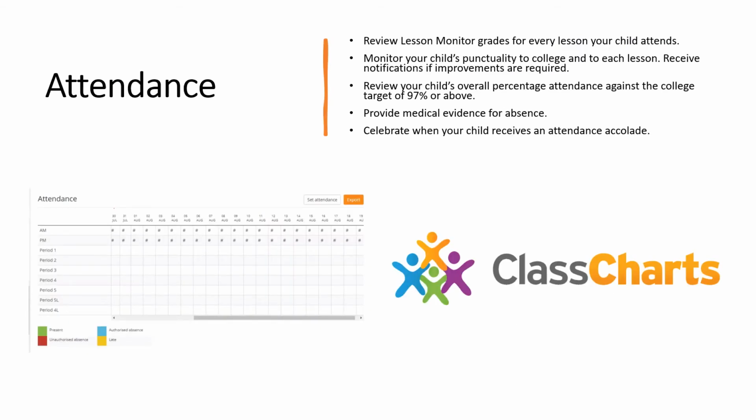I've just put a separate slide about attendance. As I previously said, you can quickly go on and look at your child's lesson monitor grades for every lesson, see whether they've been punctual to every lesson and they've arrived on time. They've arrived on time at the start of the day. You'll be sent information if your student is not punctual at the start of the day or is arriving late to lesson. The Cowley overall attendance target is 97% or above, and we want students to maintain above that percentage, and you'll be able to go on and see your child's current attendance.